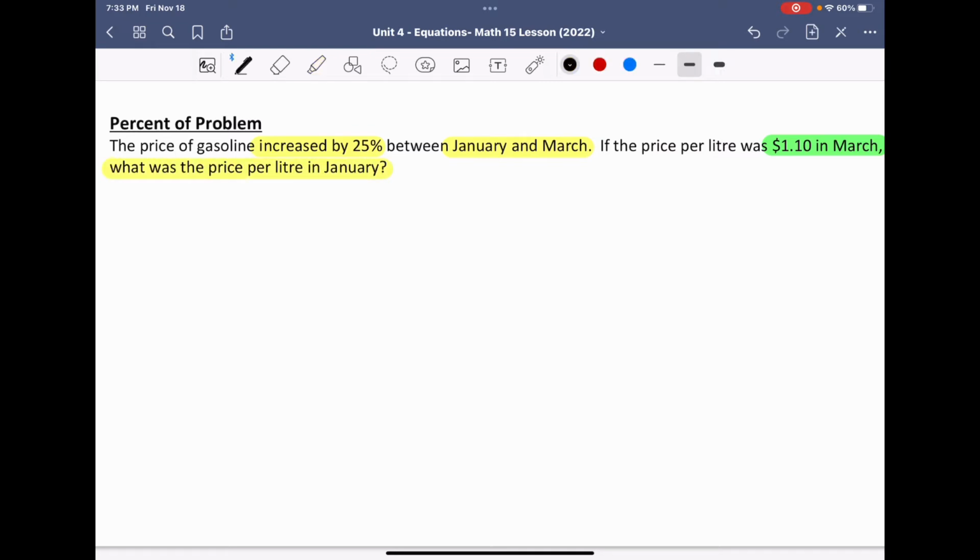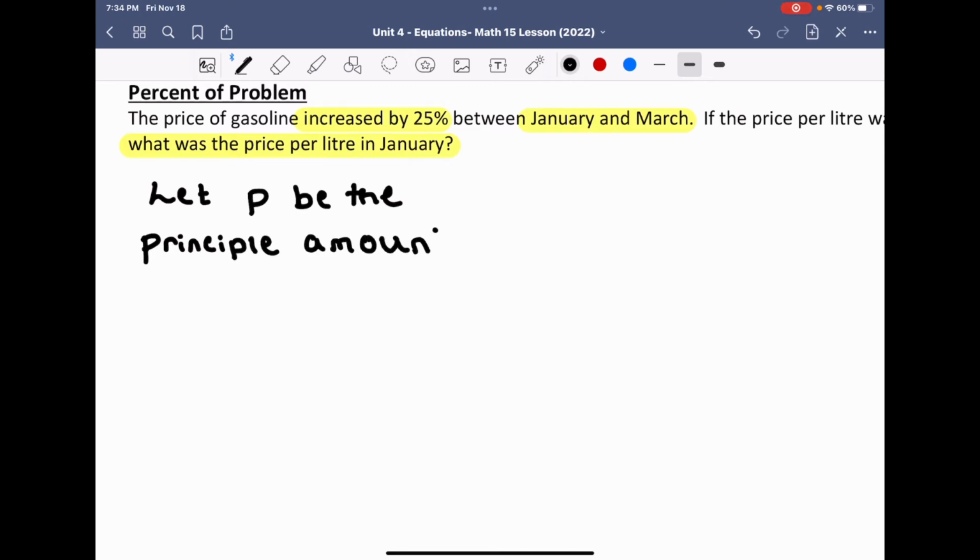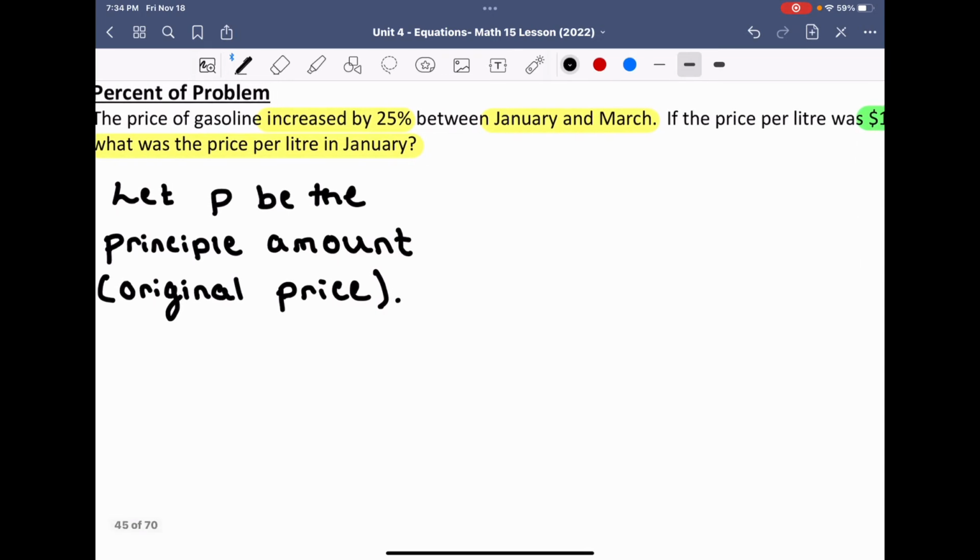So in class, what we actually did is we took this and we said, okay, what can we use in terms of financial terms that would describe this appropriately? Well, we can let P be the principal amount, or what we actually know from class, the original amount. And we could even call it the original price in January. Okay, we've clearly defined our variable here. Now, let's see how our equation looks.